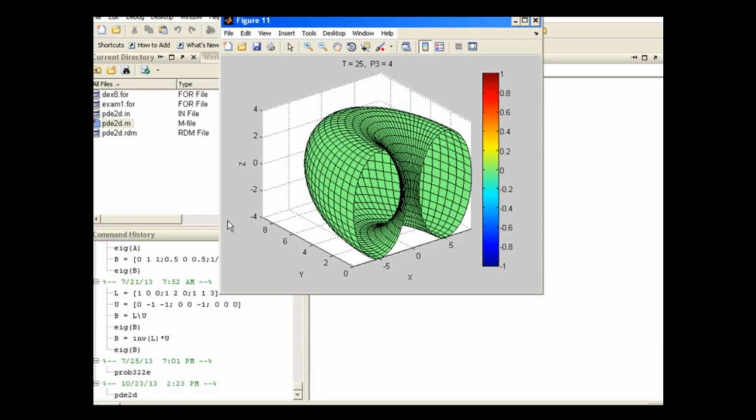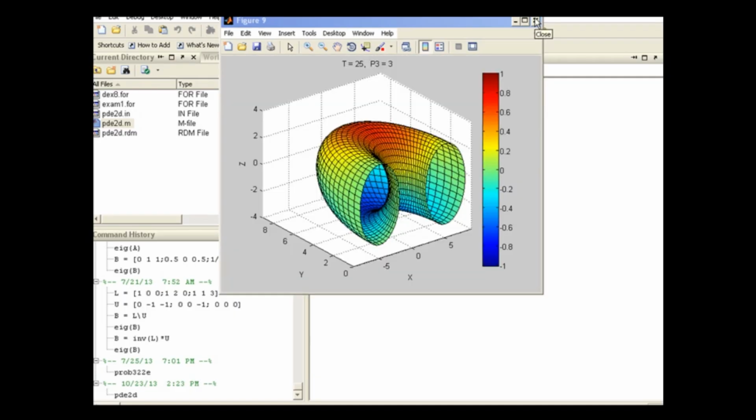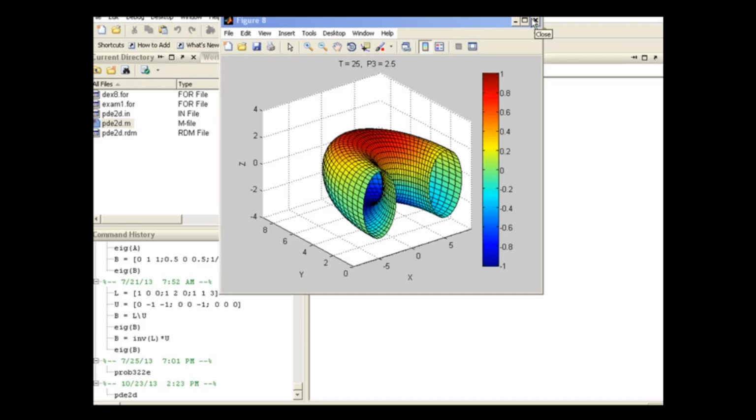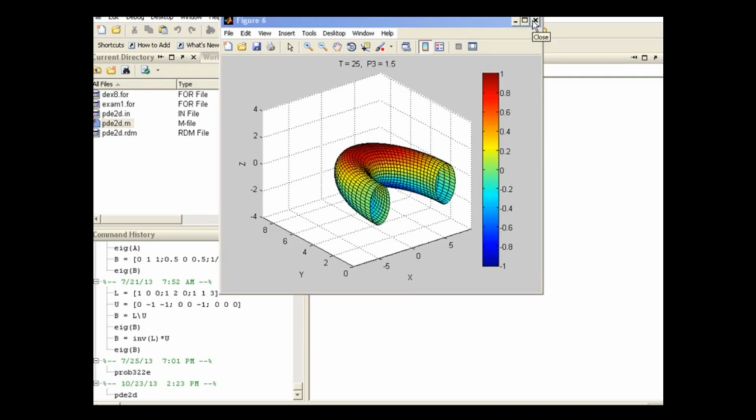These are P3 equals constant cross-sections. The eigenfunction value is coded by color. Here it's green. Green is 0 because the boundary condition on the curved boundary is 0. Here are some other cross-sections. Red is the highest value, blue is the lowest, so you can get an idea of what the eigenfunction looks like by looking at several of these cross-sectional plots. It will also do constant P1 and constant P2 cross-sections if you request them.